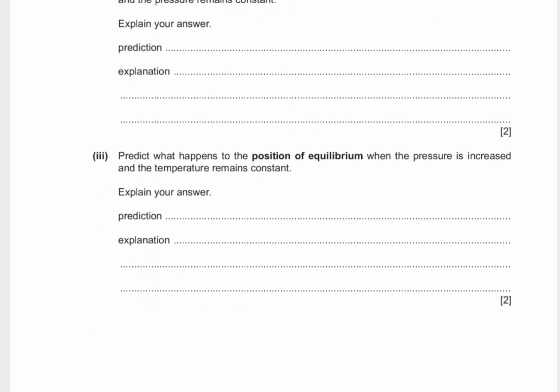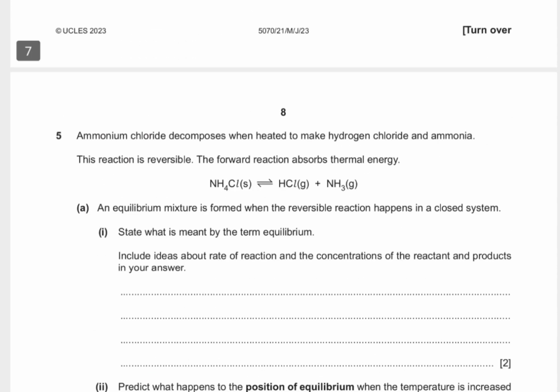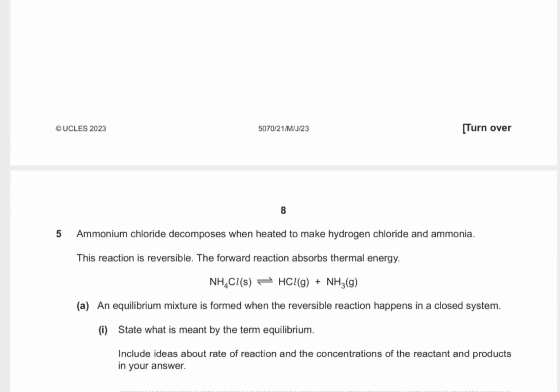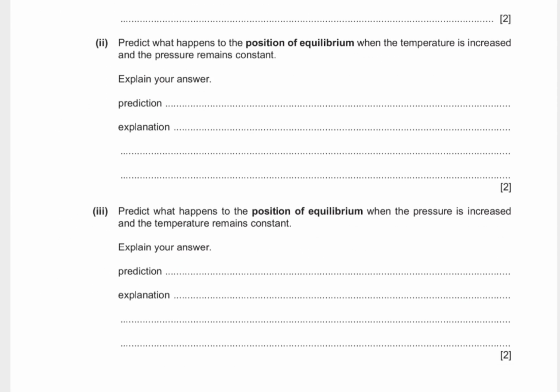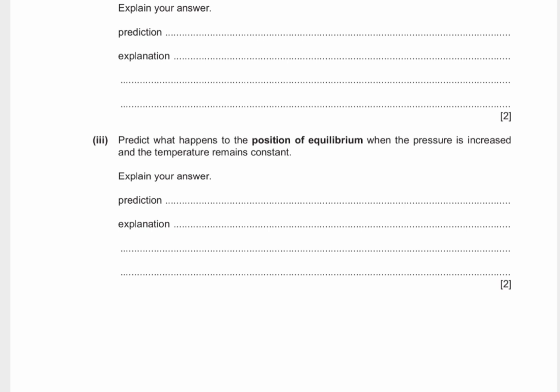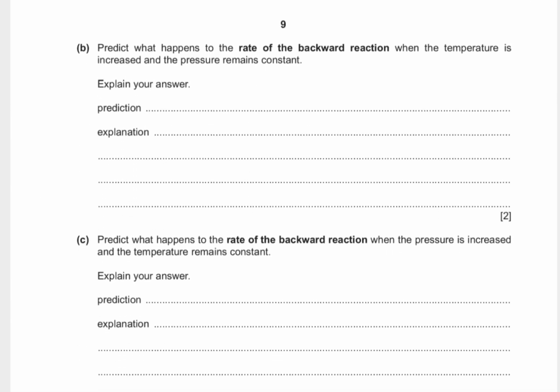Predict what happens to the position of equilibrium when the pressure is increased. We will increase the pressure because we have more molecules on the product side, so they get closer to each other. They react. So the position of equilibrium moves to... here, let me see. Yes, we have two molecules here, and the reaction will shift to the backward side, so it moves to the left. Okay, then we have the next question.